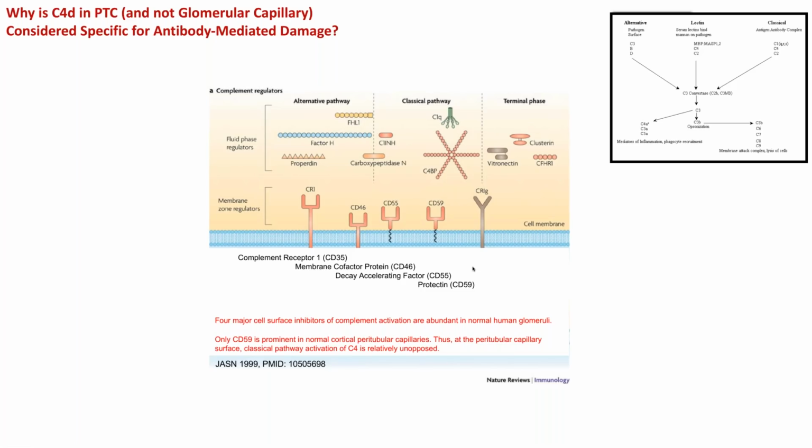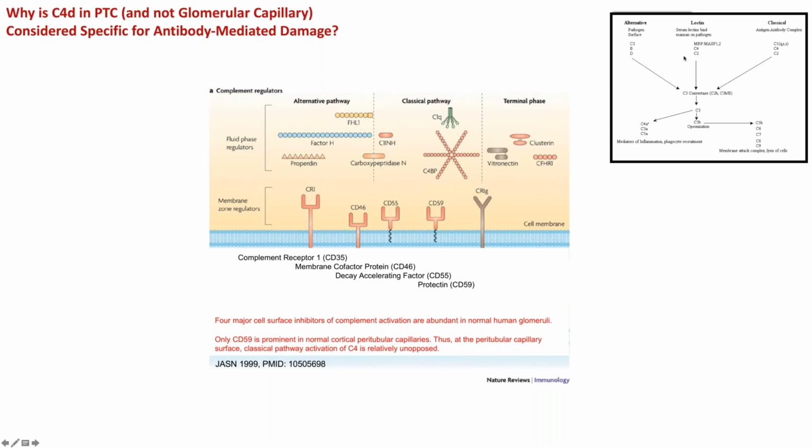So for whatever reason, when there is a classical pathway activation, glomerular capillaries are probably protected well, whereas peritubular capillaries are not. And there is nothing to oppose that because there is only one CD59 that's present in the peritubular capillaries.